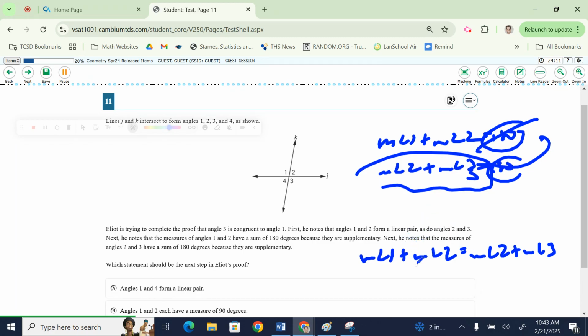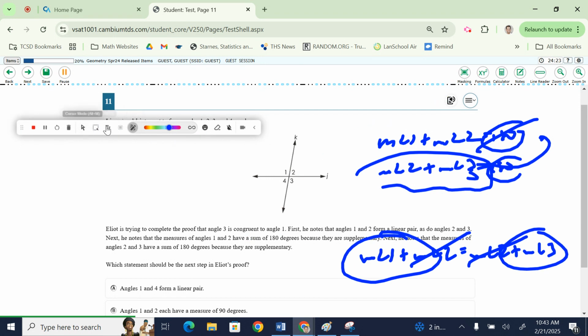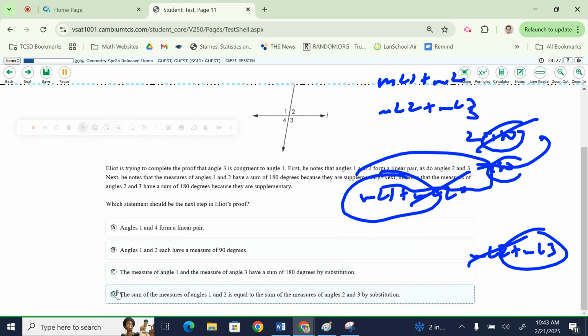And again, the idea is now that we have 1 and 3 in the same equation, we can cancel out the angle 2's, and this shows that angle 1 is equal to angle 3. And that's the crux of the proof of the vertical angles theorem. So again, your correct answer here would be choice D.